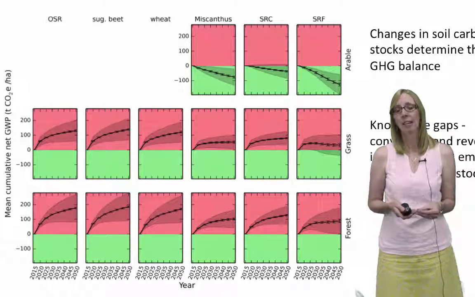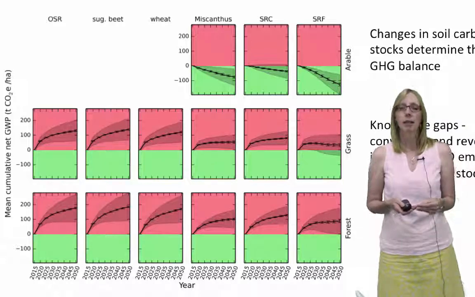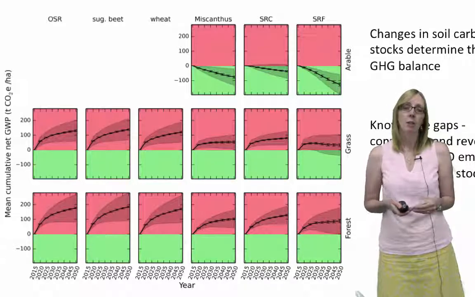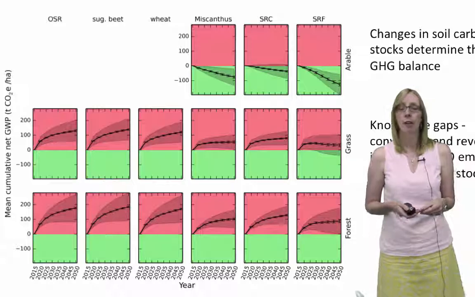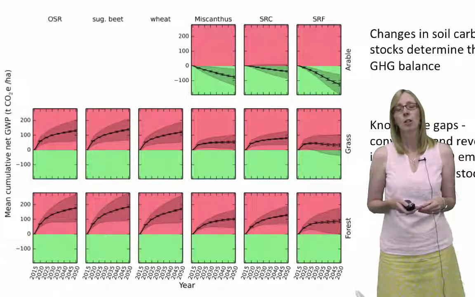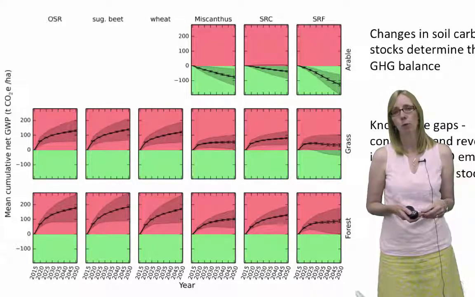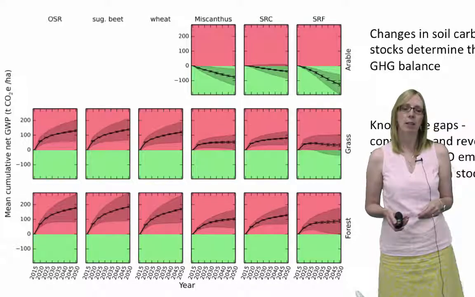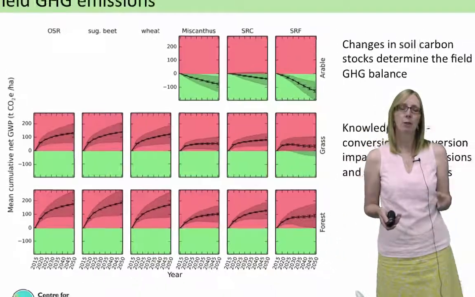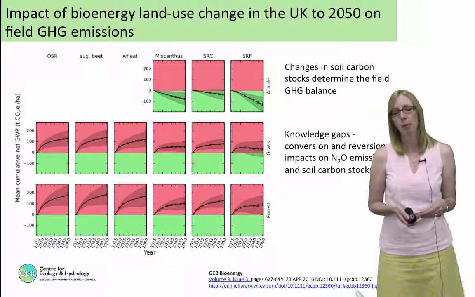What you can definitely see on the top row is that planting energy crops onto arable land, you get a positive impact on the greenhouse gas balance, and this is because you get increases in soil carbon sequestration, typically on arable land. And this data is all in the paper that's cited at the bottom of the slide.